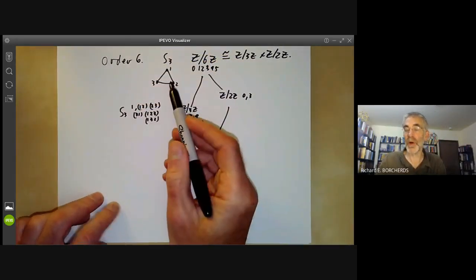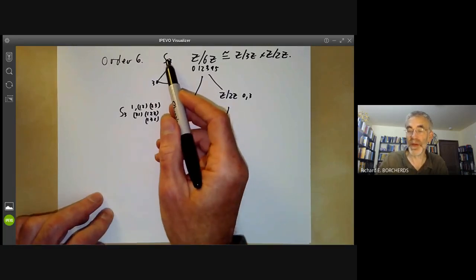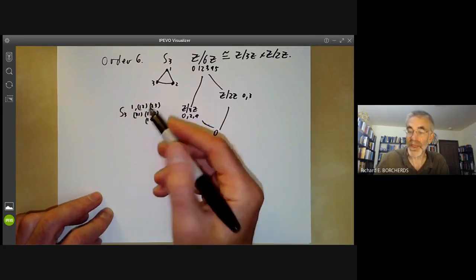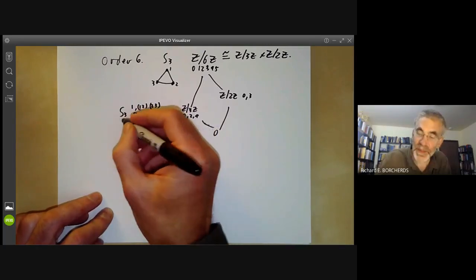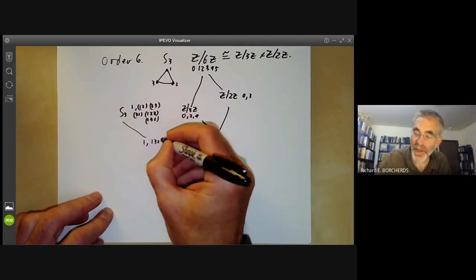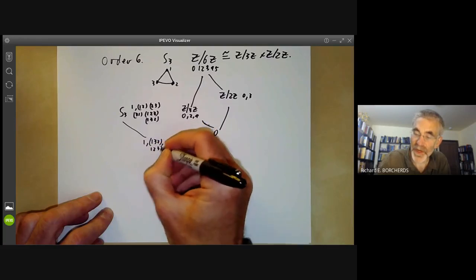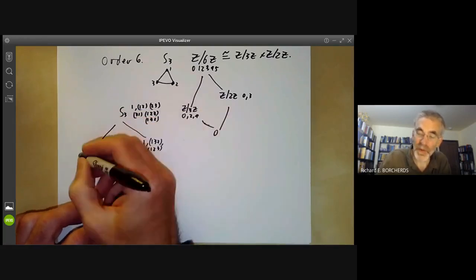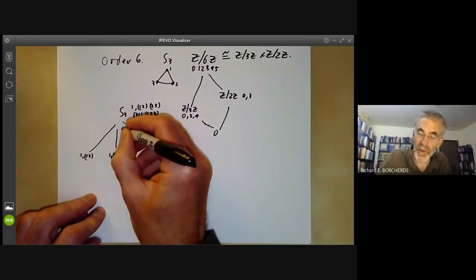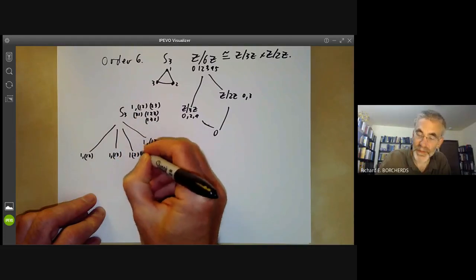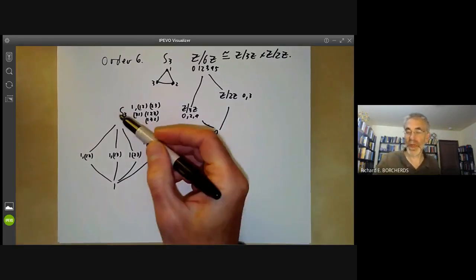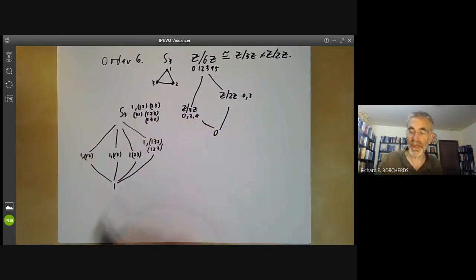Now, the order of any subgroup must divide the order of S3, which is 6, so all subgroups have order 6, 3, 2 or 1, which makes them really easy to work out. So we've got a subgroup of order 3 consisting of the identity, (1, 3, 2), and (1, 2, 3). And we've got 3 subgroups of order 2, generated by (1, 2), (1, 3), and (2, 3). And we have the trivial group. So altogether, it has exactly 6 subgroups.